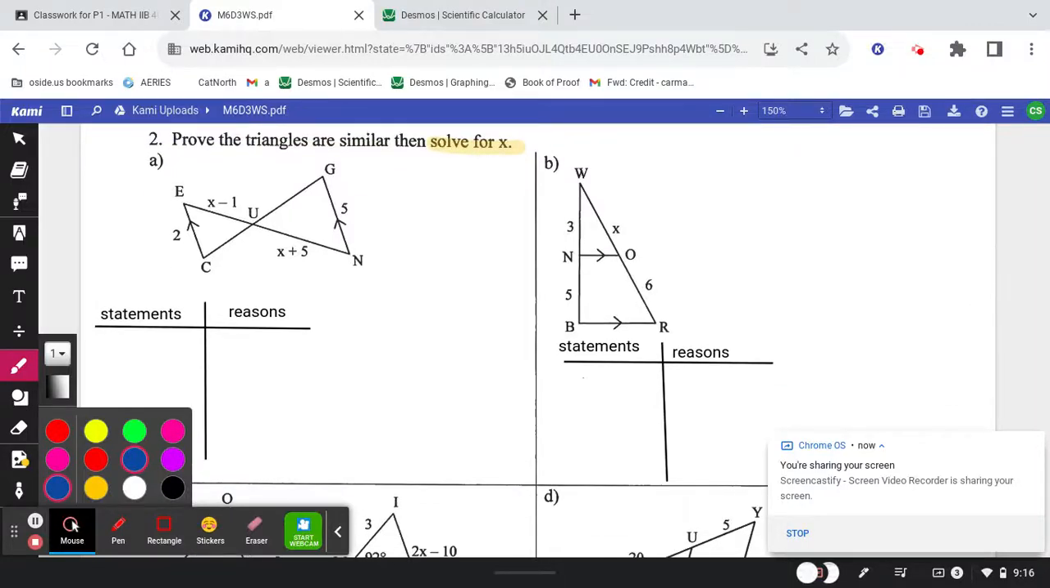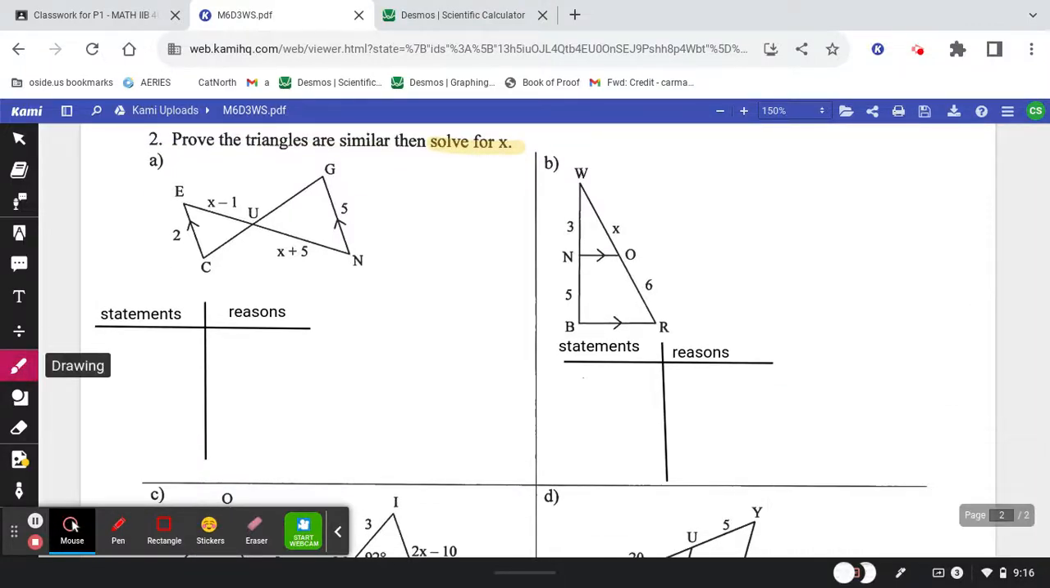Right, on this side, we're not only proving the triangles are similar, we're then solving for x. Let's be clear that we cannot solve for x using a proportion unless we know the triangles are similar. So you need one to happen before the other, so we're always going to do the proof first.